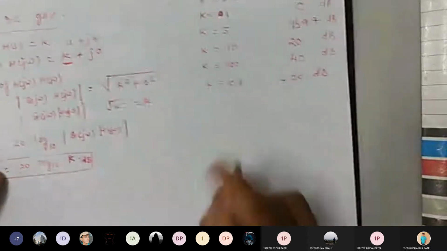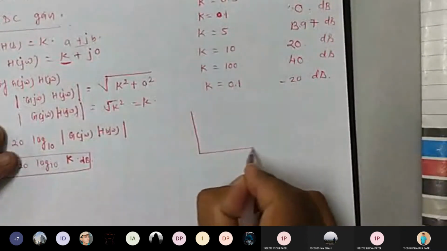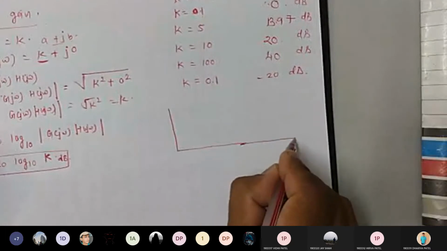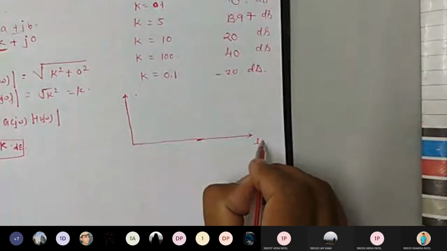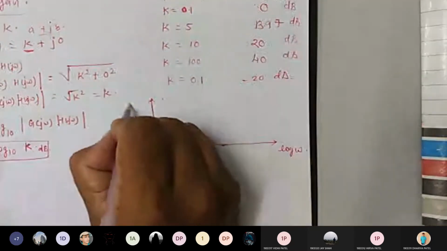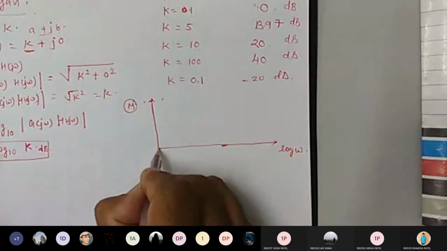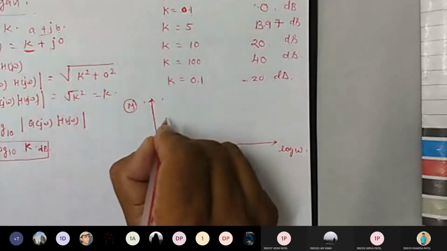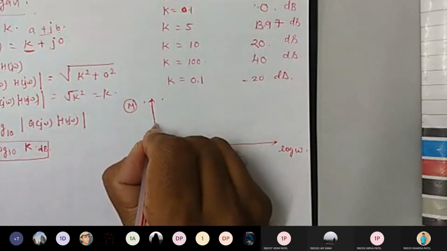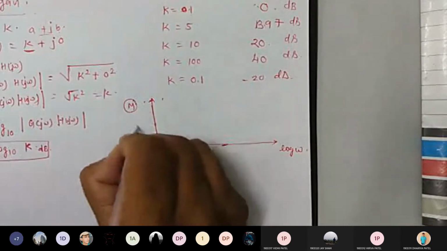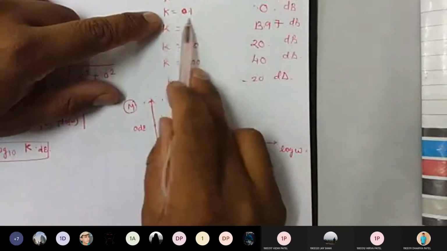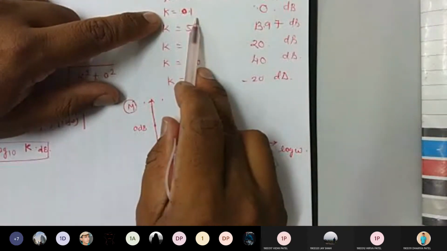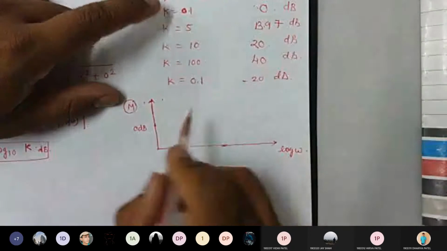Now I will try to plot this. From here I will take log omega on the axis. What will be the value of magnitude? Let us say I am putting 0 dB over here. For 0 dB, the first equation is for K equal to 1.